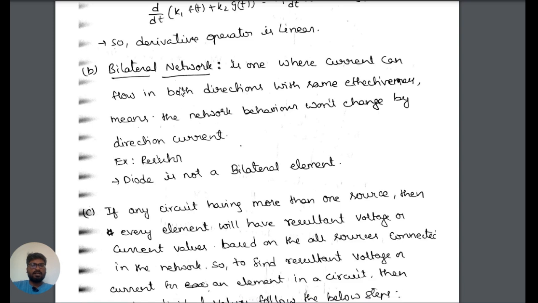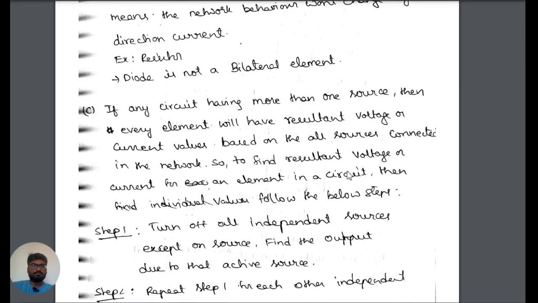A bilateral network means the current flows in both directions, positive and negative. So a resistor is a bilateral element, but a diode is not a bilateral element.